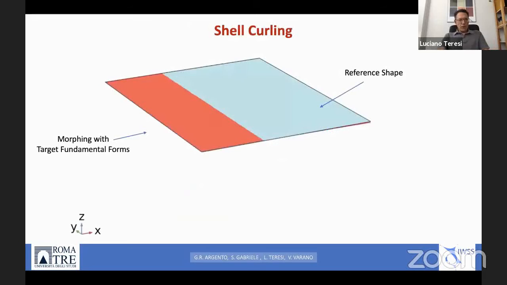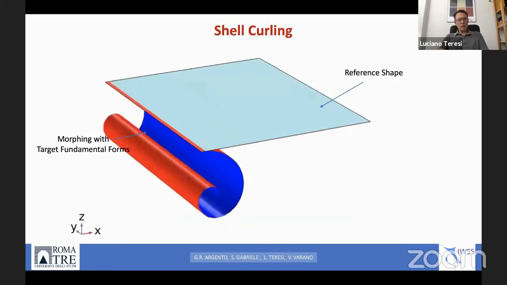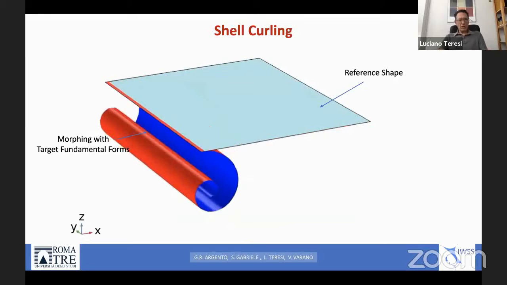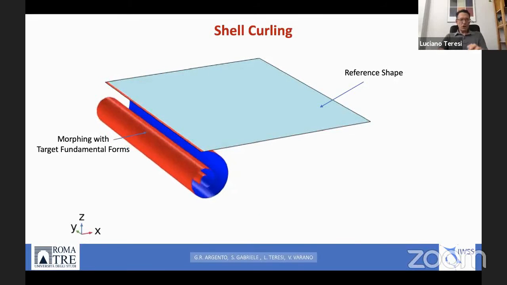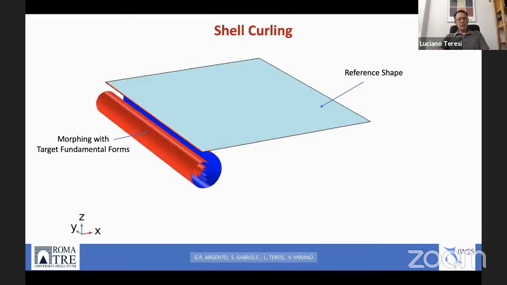And for example, we can curl a shell like this. And again, there is a reference shape and you want a target shape. So you solve a sequence of elastic problems. And each shape that you see is the solution of an elastic problem with a given target fundamental forms.